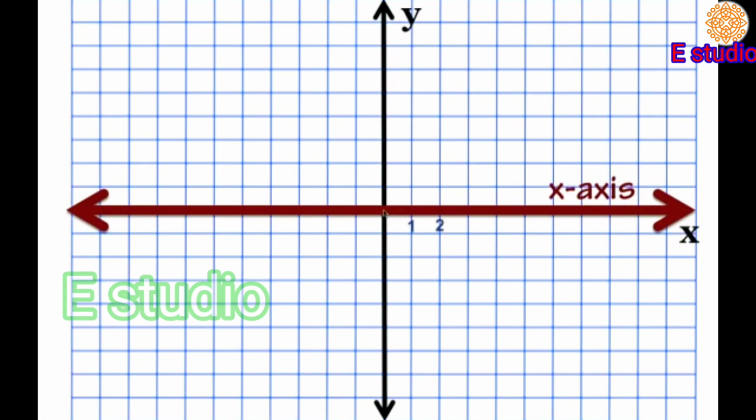To the right, we have 1, 2, 3, 4, all of our positive numbers. And to the left, we have all of our negative numbers, just like a standard number line. Negative 1, negative 2, negative 3, and it goes on and on and on. And that's our x-axis, a horizontal number line.